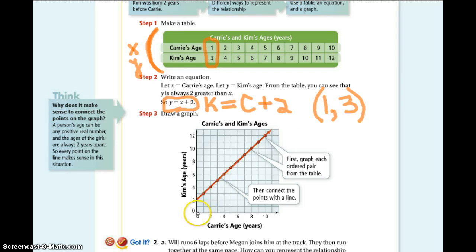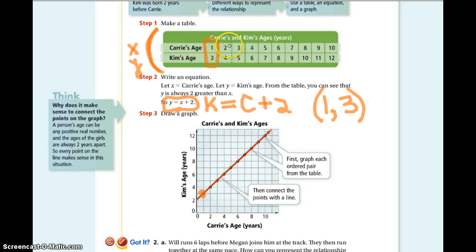When I start at the middle, the 1, 3, the 1 tells me to move to the right 1. The 3 tells me to move up 3. So if I do both of those, over 1 and up 3, I'm going to plot that point.